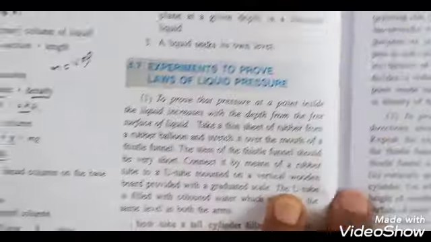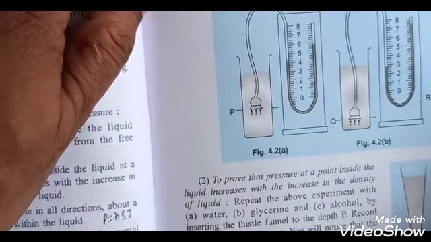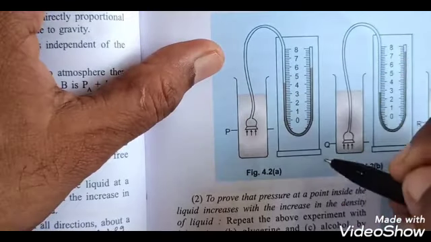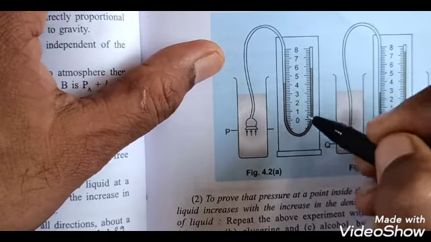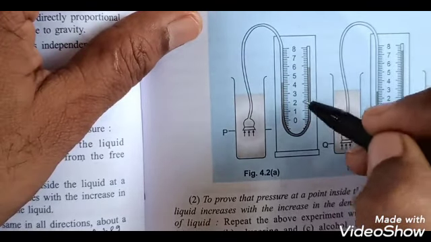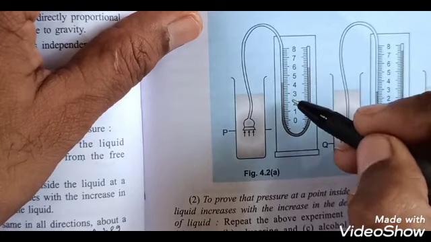So what is the arrangement? Try to understand first of all the arrangement here, right? One manometer is there, in which colored water is taken, right? And graduations are also there, so we can easily take the difference in height by using these graduations.